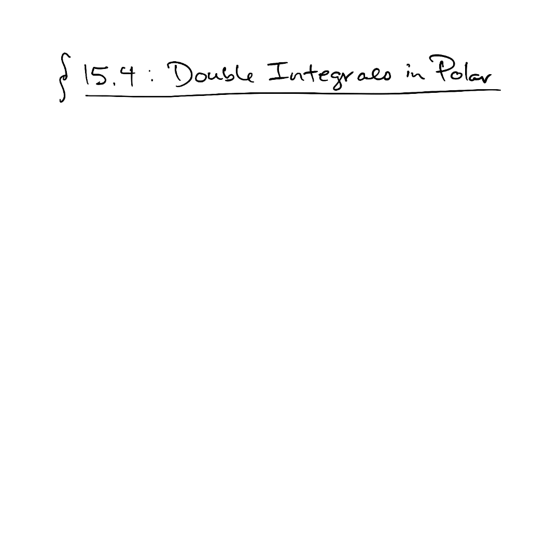So here's the idea. Sometimes you'll be integrating over a region in the xy plane where the region is much better described in polar than it is in Cartesian coordinates. So an example of a region that fits that description might be something like this.